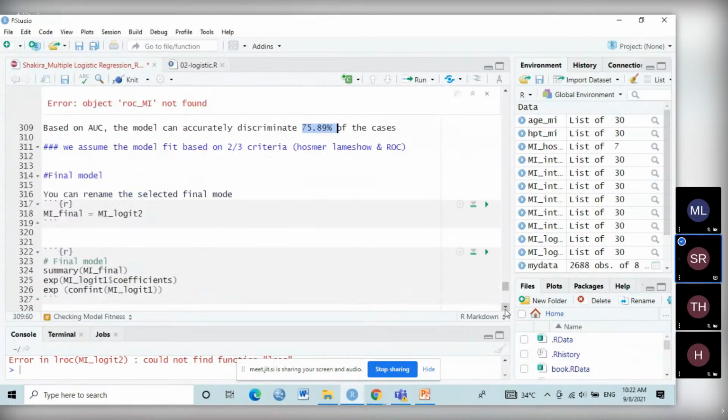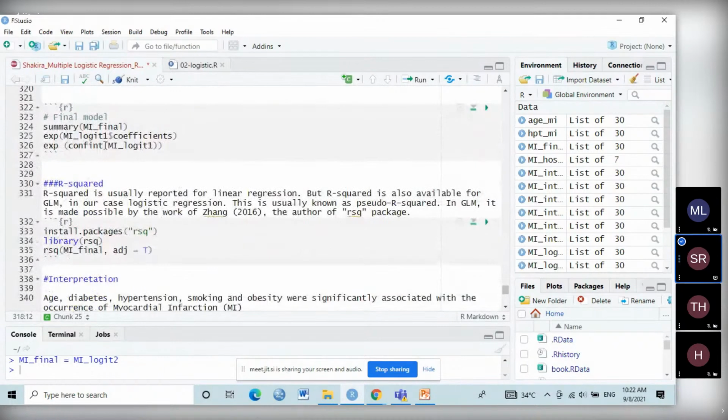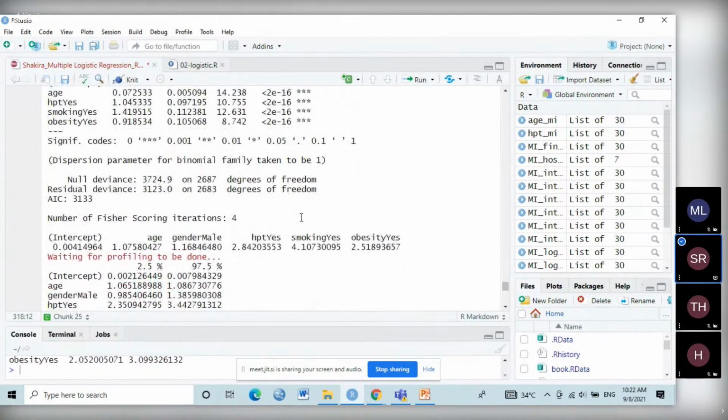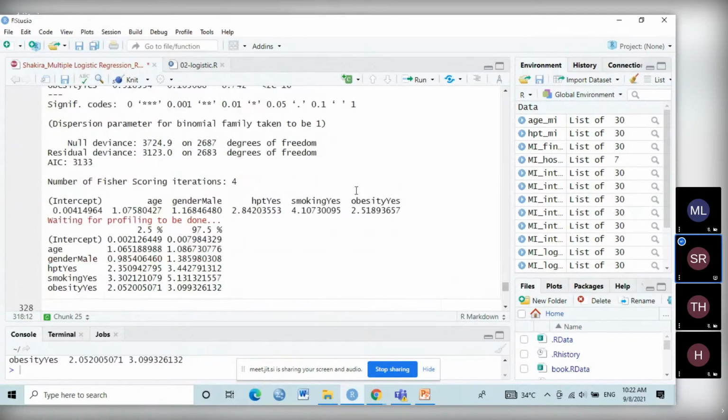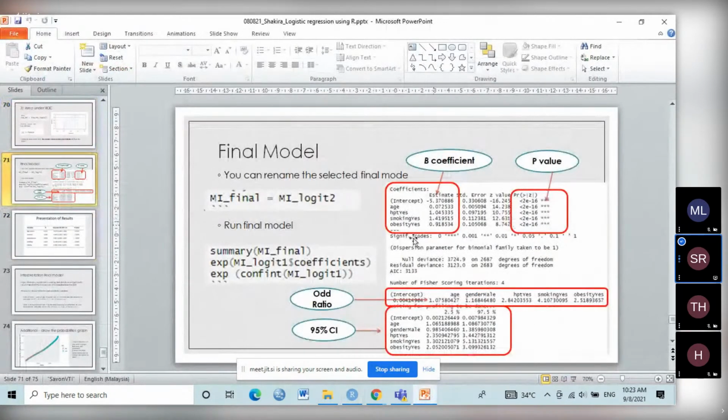Okay, so simple je. Bila dah check semua, kita akan dapat kita punya final model lah. Sebab dah banyak sangat, I just rename balik my final model jadi mi_final. Okay, and then run je, sebab kita nak dapatkan dia punya coefficient. Yang penting ada coefficient, ada p-value, and ada dia punya odds ratio with dia punya CI. Ini saya dah summary lah kalau nak tengok, macam mana nak dapatkan result dia lah.